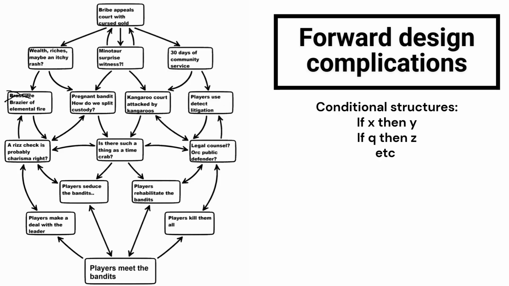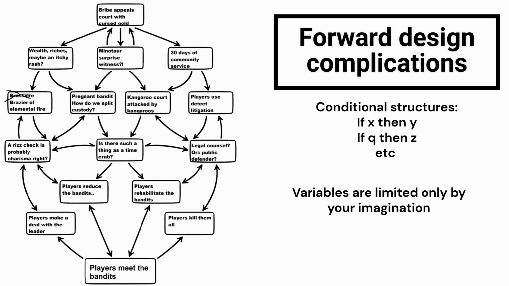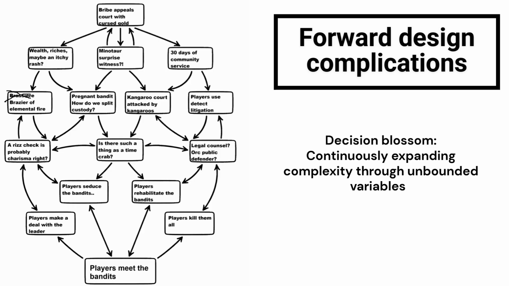The problem here is unbounded variable creation. When you start at the beginning and allow the story to branch, the only thing limiting how many variables exist is how many possibilities you are willing, or able, to imagine. Every new branch introduces a new state. Every new state multiplies the number of possible future states. Every attempt to anticipate player action multiplies the size of the system. This is what produces what we call decision blossom.